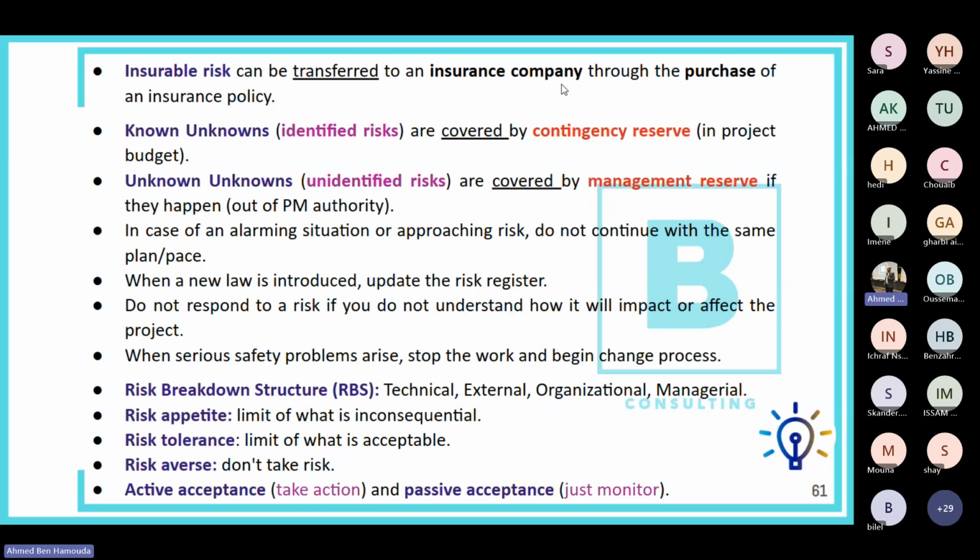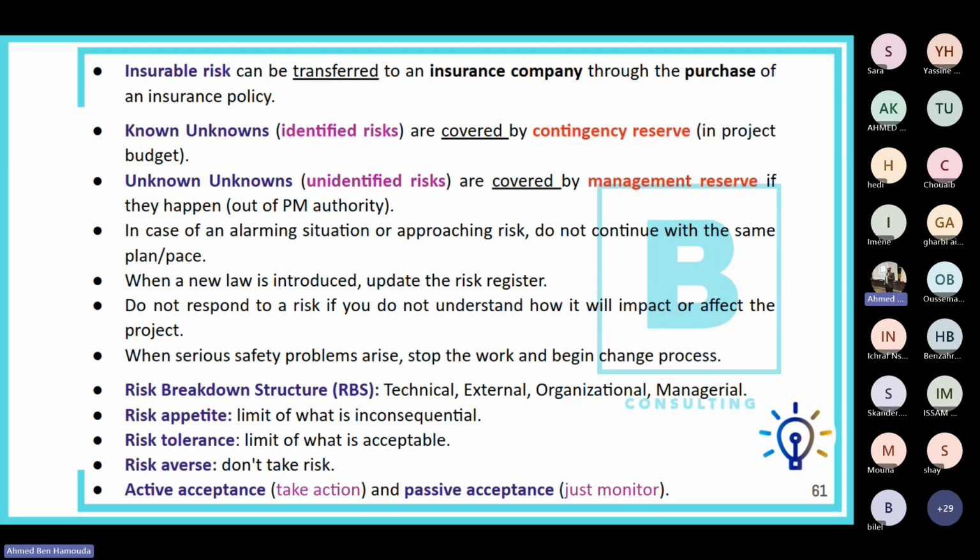That's an insurable risk. And that's one of the ways to respond to a risk, by transferring it. Okay. The term known unknowns means the identified risks, and usually they are covered by the contingency reserve, which is included in the project budget, and the contingency reserve is used to cover any damages that could happen because of that risk, in case it materializes.